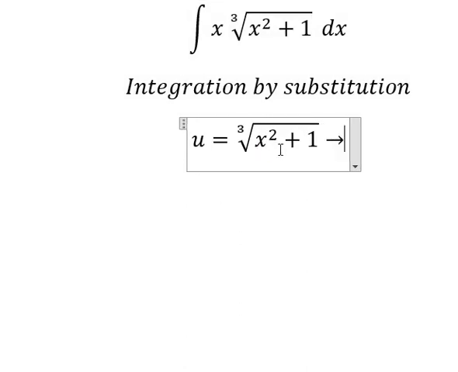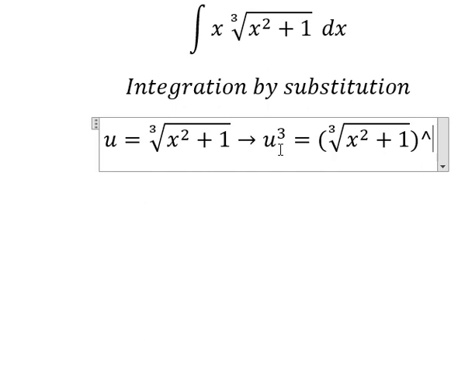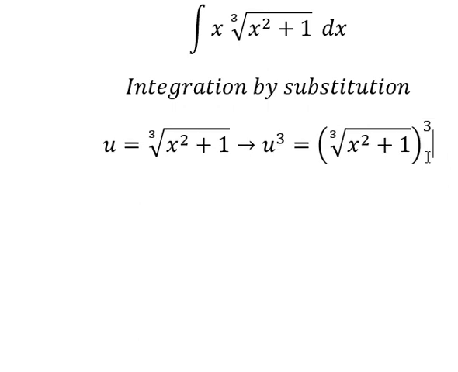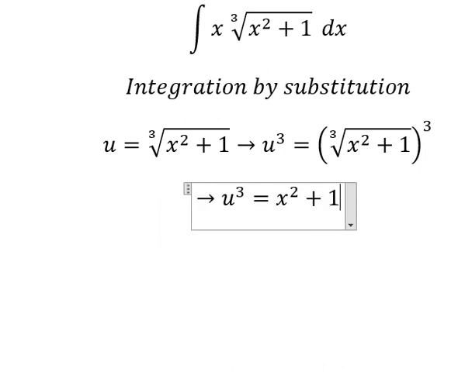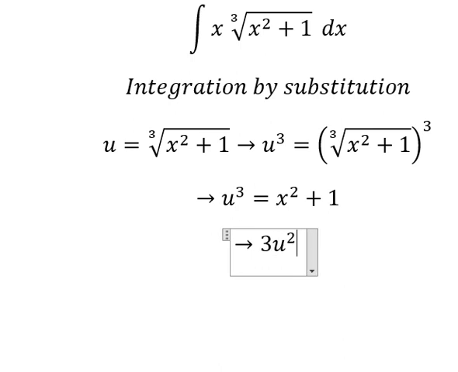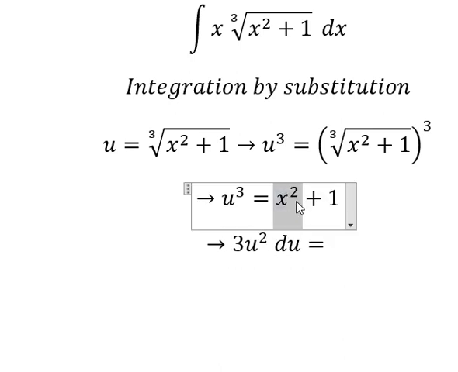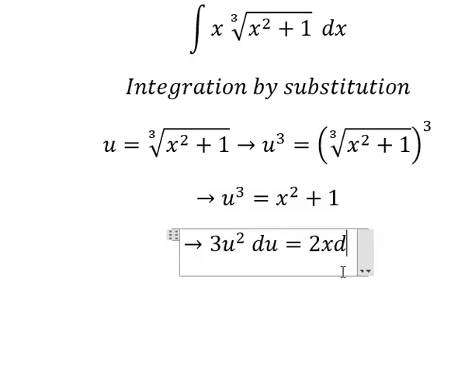So we put the power 3 on both sides to cancel the cube root. Next, we need to first take the derivative of both sides. First, the derivative of u to the power of 3, we have 3u squared. This one, we have 2s. This one is a constant, so you get 0.